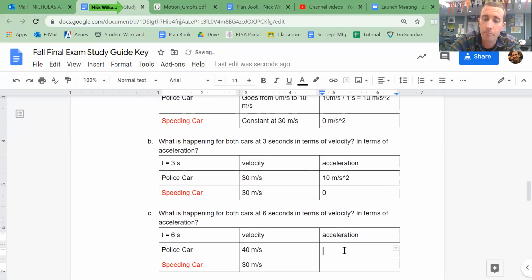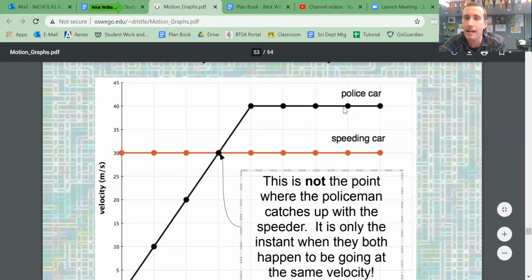And now they're both at 0 acceleration because both of them have flat lines for their change of velocity, right? You'll see that neither one has changing velocity. It's now a constant velocity for the police car and a constant velocity for the speeding car.